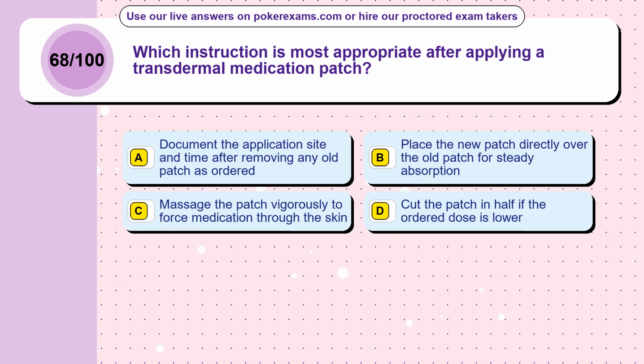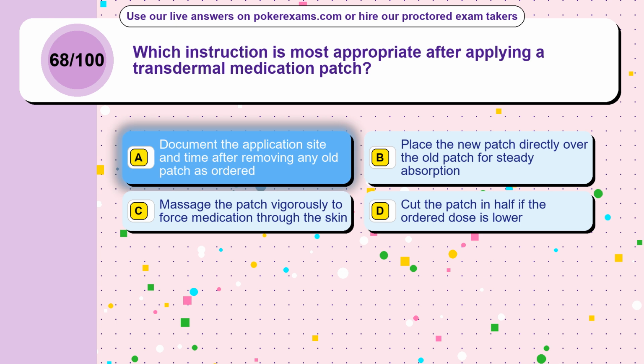Question 68. Which instruction is most appropriate after applying a transdermal medication patch? Option A. Document the application site and time after removing any old patches ordered. Option B. Place the new patch directly over the old patch for steady absorption. Option C. Massage the patch vigorously to force medication through the skin. Option D. Cut the patch in half if the ordered dose is lower.